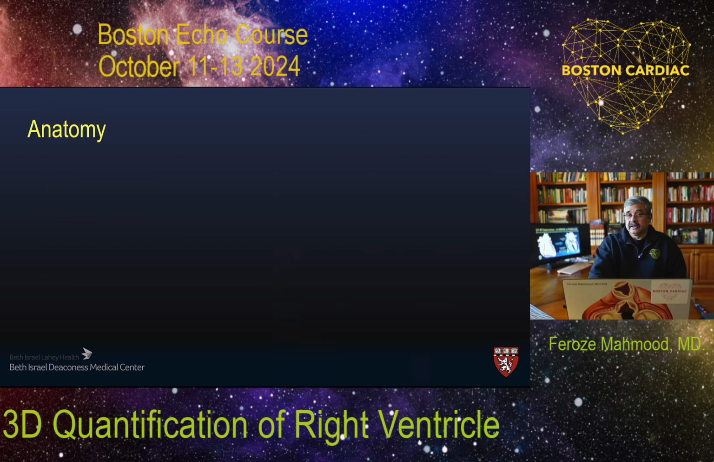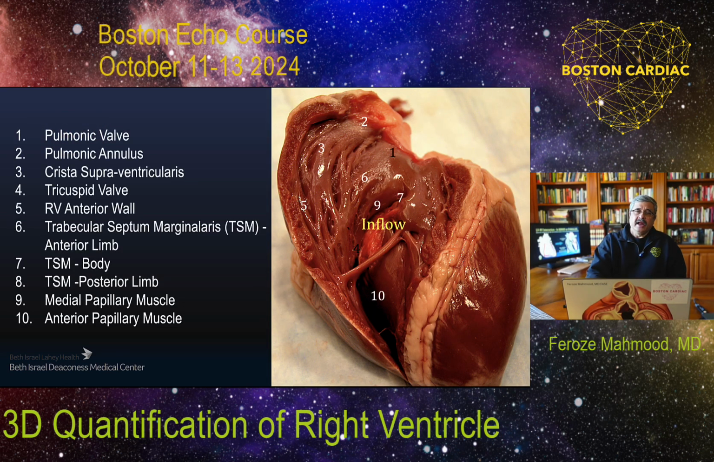Now first, let's go over the anatomy. The anatomy of the right ventricle is actually pretty complicated as opposed to the left ventricle, which is just two papillary muscles, a few trabeculations, and atrioventricular valves. It has just about 10 or more structures of extreme anatomical and physiological importance.